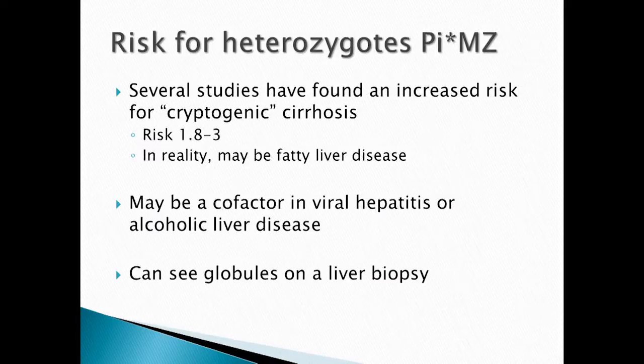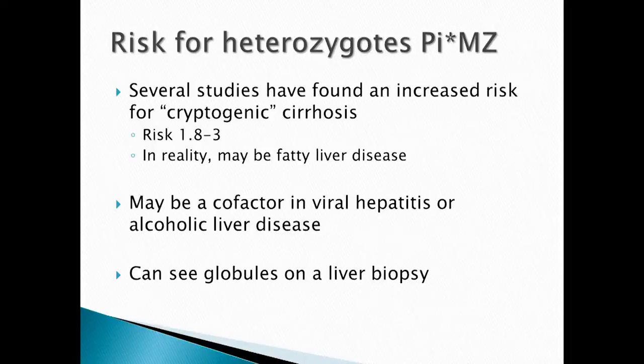So this is a question I always get. What if I'm an MZ? Because there's a lot of MZs out there. And I know that there's an increased risk for cryptogenic cirrhosis. Even in our own population, we've looked at this, and it's true. I think fatty liver disease plays a big role in cryptogenic liver disease, and there's a definite interaction between Alpha-1 and fatty liver disease. I'm not saying that you can blame the alpha for your fatty liver, but it definitely plays a role.